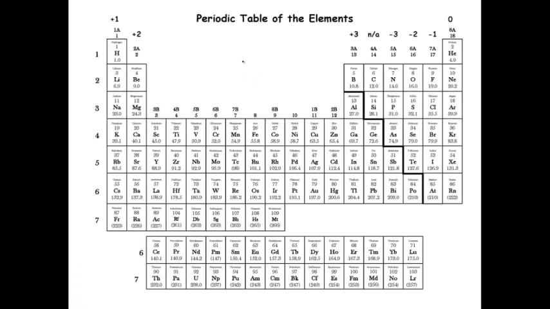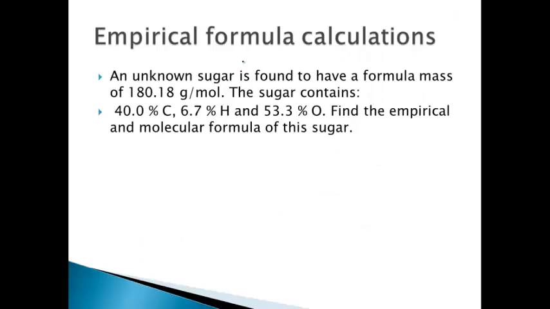So there's our periodic table. We'll pop back and forth, and here we go. An unknown sugar is found to have a formula mass. Another name for formula mass is molecular mass. So it's a molecular mass of 180.1 grams per mole. The sugar contains 40.0% carbon, 6.7% hydrogen, 53.3% oxygen. Find the empirical and molecular formulas.